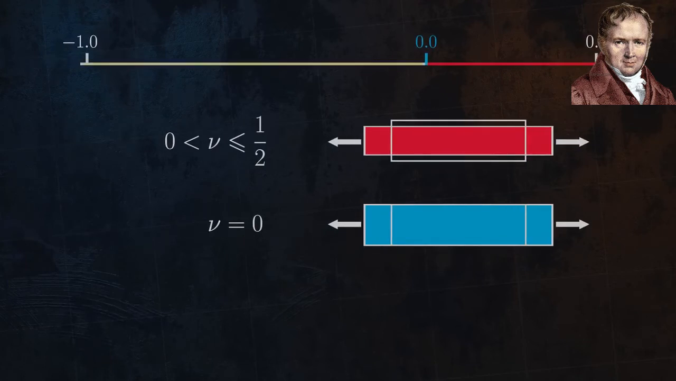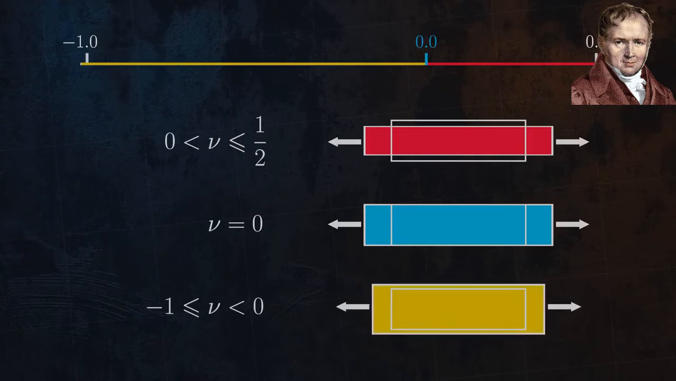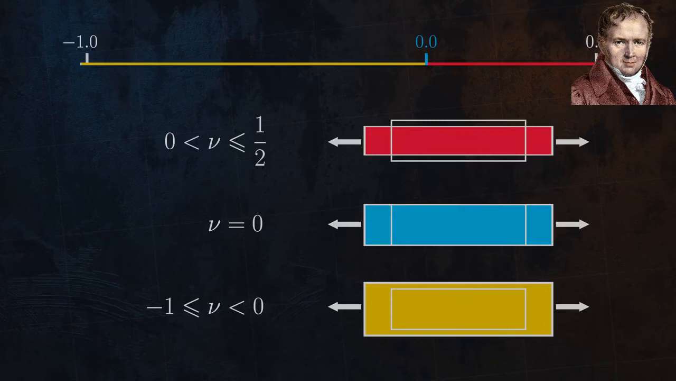Finally, we have materials with negative Poisson's ratios. These are known as auxetic materials. They expand laterally when pulled and contract laterally when compressed, which seems counterintuitive. These are mostly engineered materials, like special foams, rather than materials occurring naturally in nature.